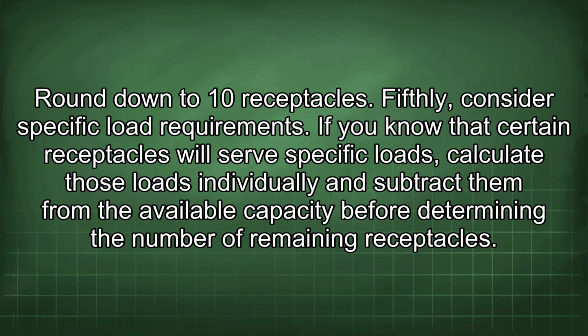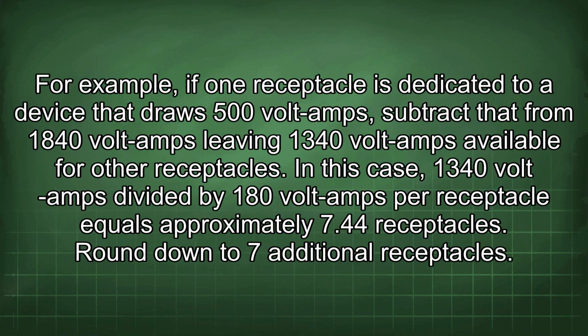Fifthly, consider specific load requirements. If you know that certain receptacles will serve specific loads, calculate those loads individually and subtract them from the available capacity before determining the number of remaining receptacles. For example, if one receptacle is dedicated to a device that draws 500 volt amps, subtract that from 1840 volt amps, leaving 1340 volt amps available for other receptacles. In this case, 1340 volt amps divided by 180 volt amps per receptacle equals approximately 7.44 receptacles. Round down to 7 additional receptacles.